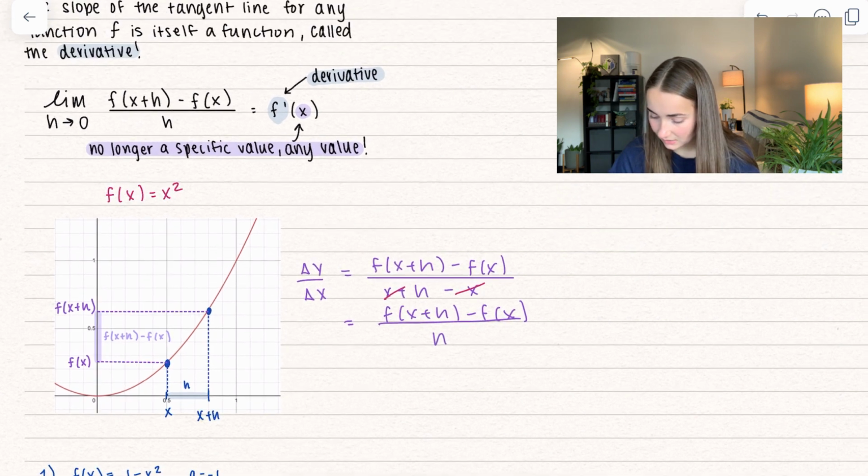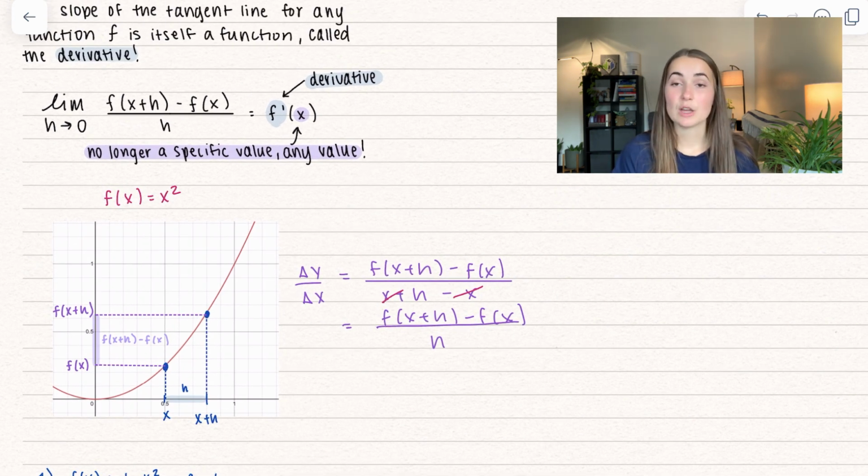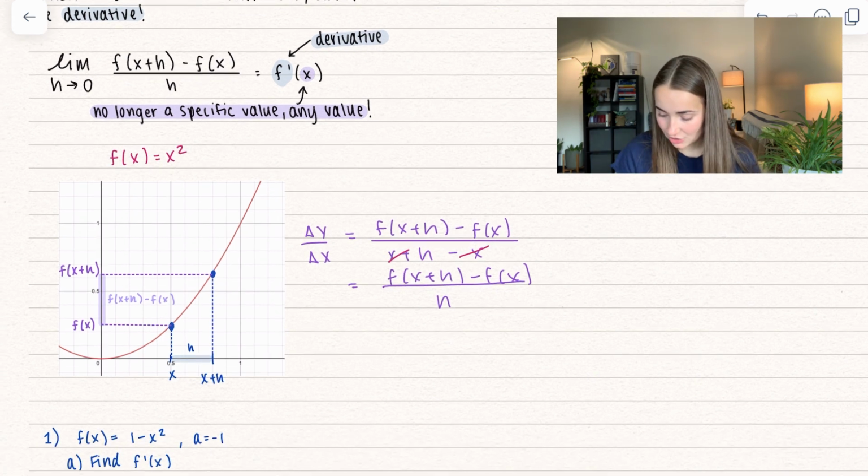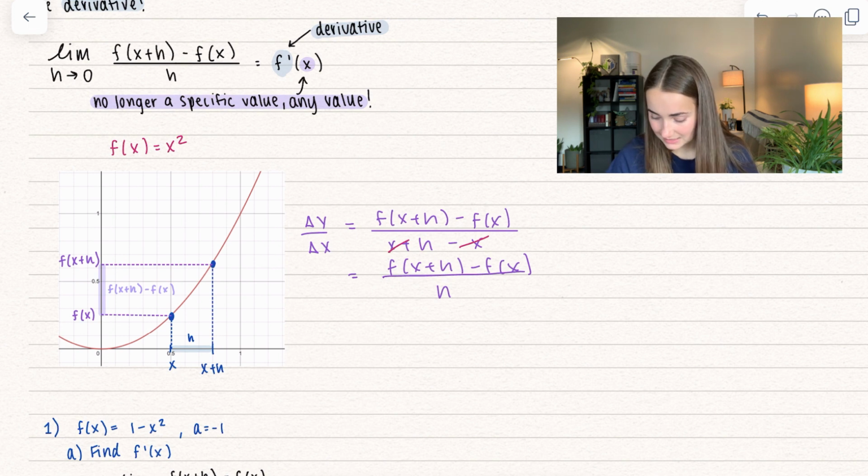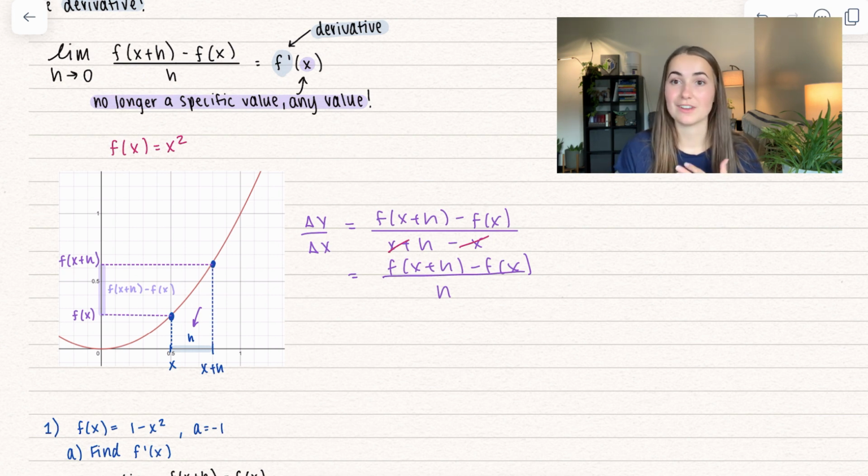And this is exactly what was inside our limit. So we're doing change in y over change in x, which is similar to slope, but we're taking the limit as h goes to 0. So as this distance right here gets smaller and smaller, that's going to define an equation where we can find the slope of any tangent line. I can just plug in a value and boom, I have the slope.